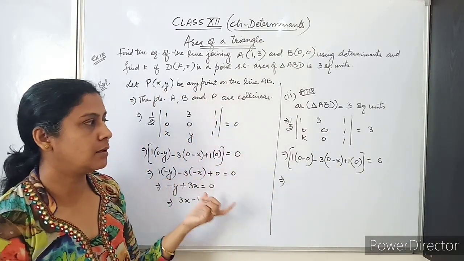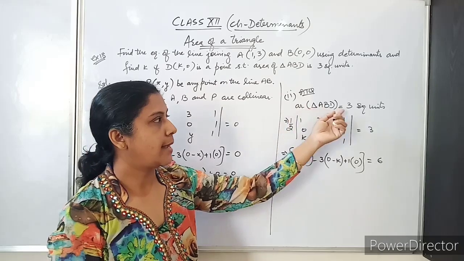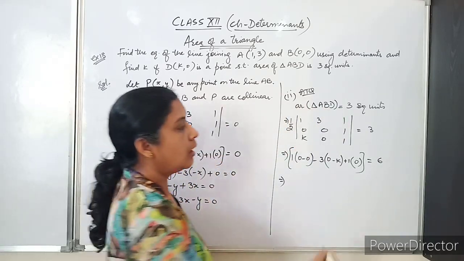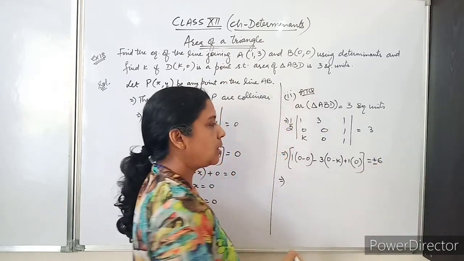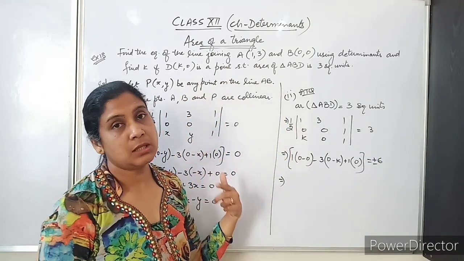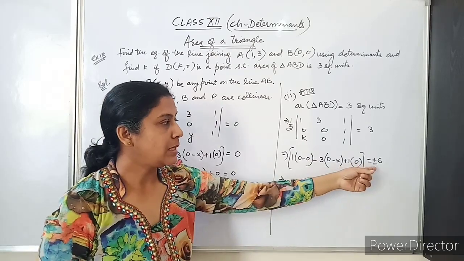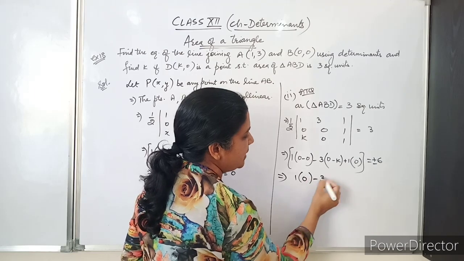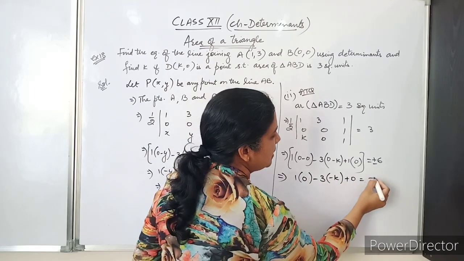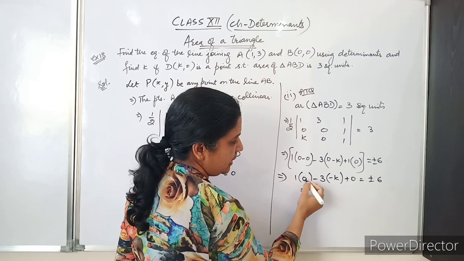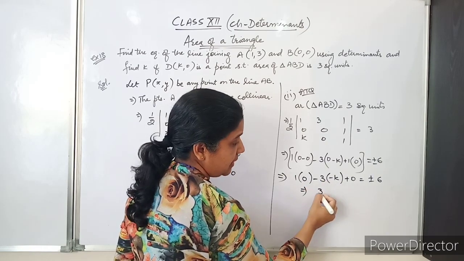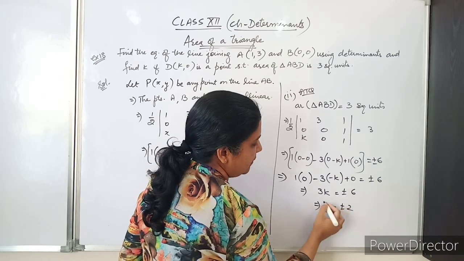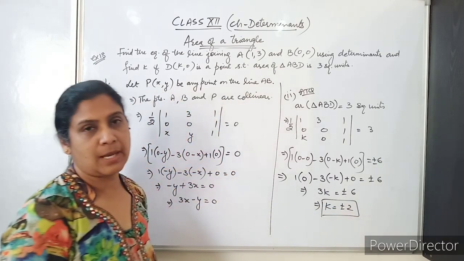As we had discussed in the remarks, if the area of the triangle is already given to me, we have to take both the cases, positive as well as negative, for calculation. So whenever you are going to solve for a variable, you do not know actually whether the variable was positive or negative. So please take both cases, plus minus. So let's solve it. 1 into 0 minus 3 into minus k plus 0 is equal to plus minus 6. It gives us 0 minus minus plus, that is 3k is equal to plus minus 6. So that gives us the value of k as plus minus 2.